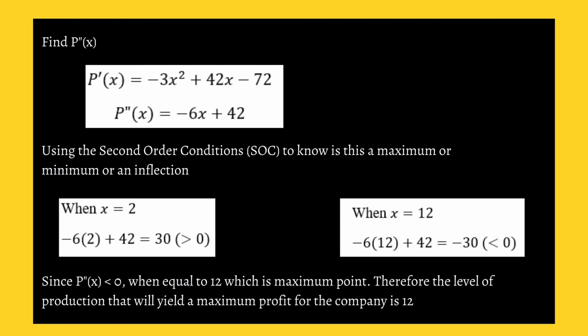When x is equal to 2, the second derivative of the profit function is 30, which is more than 0, so it is a minimum. While when x is equal to 12, the second derivative is negative 30, which is less than 0, so it is a maximum. We can say that since P''(x) is less than 0 when x equals 12, which is the maximum point, therefore the level of production that will yield a maximum profit for the company is 12.